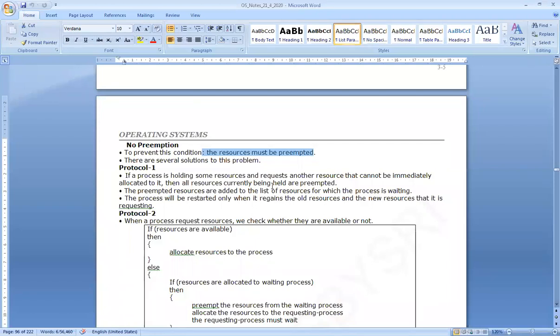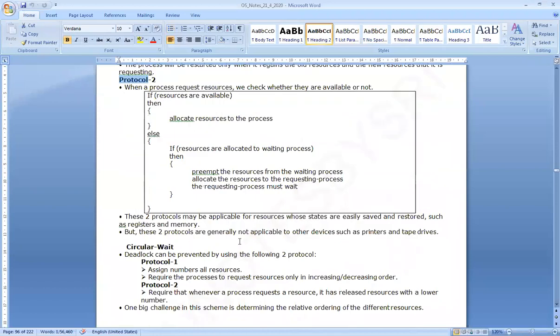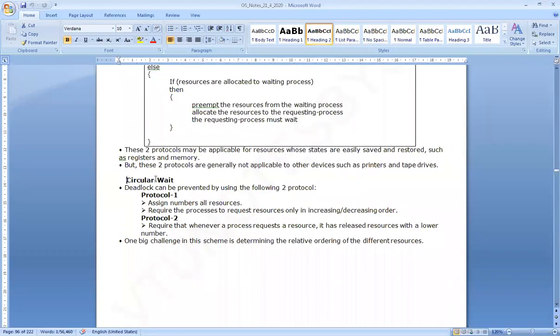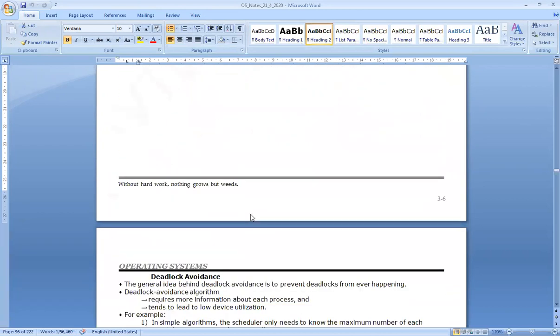For that, there is a protocol given. That is protocol one, and then protocol two, in which some example code or program is given. And the circular wait. What does circular wait mean? As I said, two processes are holding a few resources and waiting to acquire a few more resources. That may lead to a circular wait, which may lead to the deadlock situation. All this we studied.